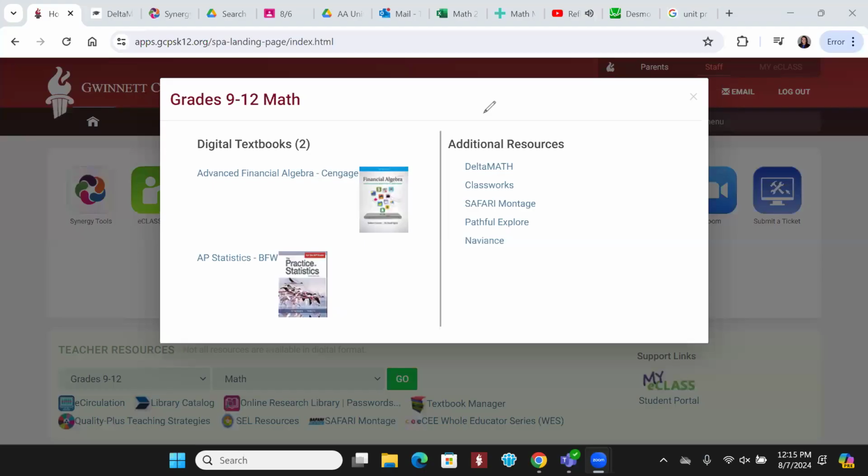And in your portal, it says like additional resources. It'll say Delta Math. That's the one that you're going to click on. Go to Delta Math under your portal. And then click on the one that says percent change, and then go ahead and get started on that one. Are there any questions about where it's located? Got it? Okay. Go ahead and get started on that.